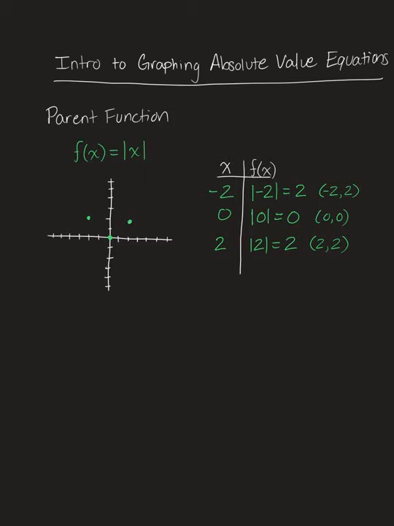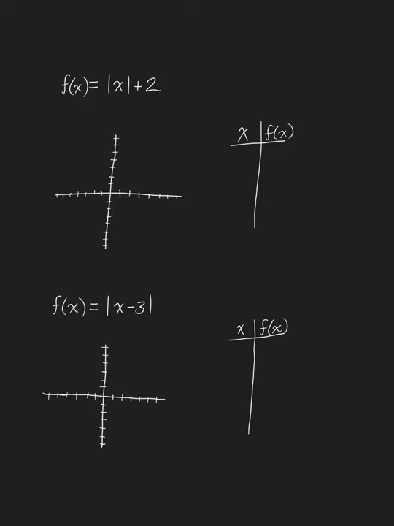So now we can draw a sketch of what this graph looks like. And all absolute value graphs are gonna be a V shape, okay? So this is the graph of the parent function. We will use this to find various transformations. So now I want to talk about what happens whenever we start manipulating the parent function.